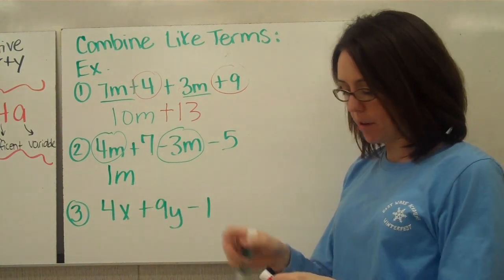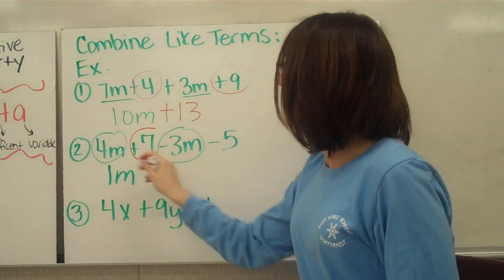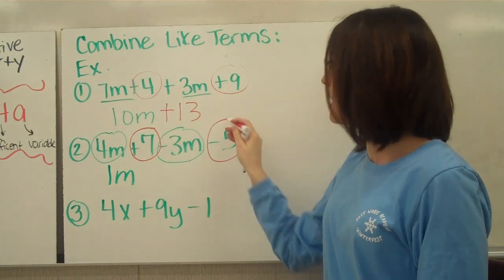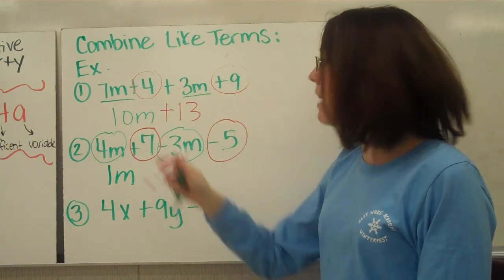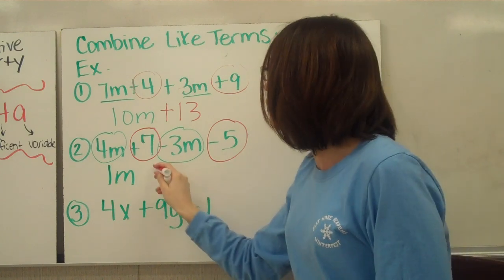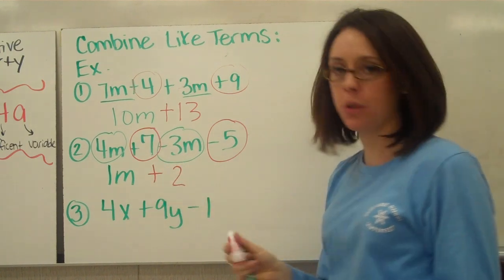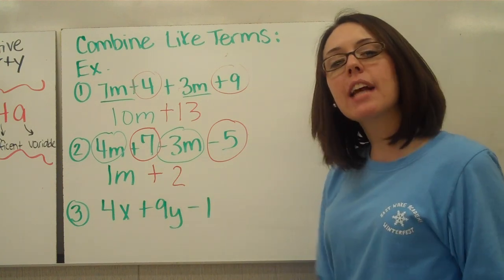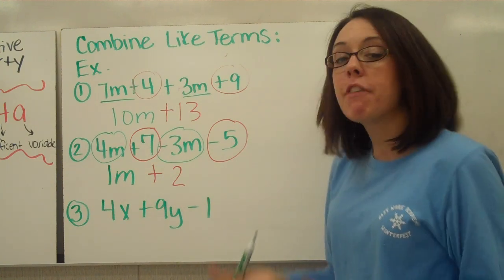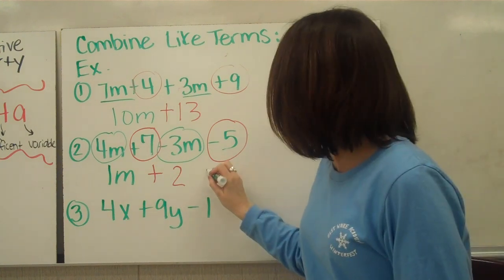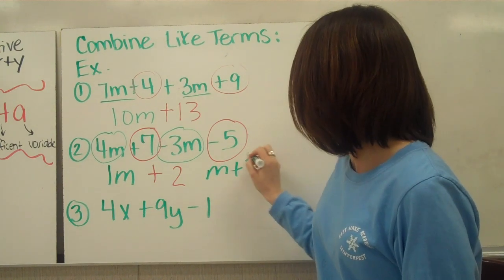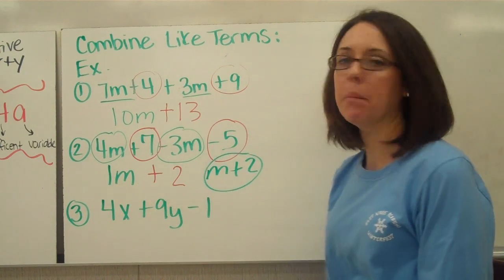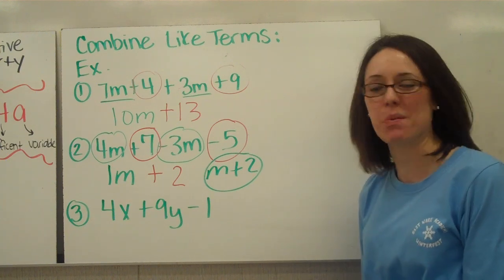Now let's look at our numbers. We have positive 7 minus 5. Let's combine those. If you have 7 minus 5, you're left with a positive 2. Your answer would be 1m plus 2. You can actually write that in a simpler way. If we just have 1m, you have m plus 2. No need to write the 1m because you know if it's just an m, it is 1.